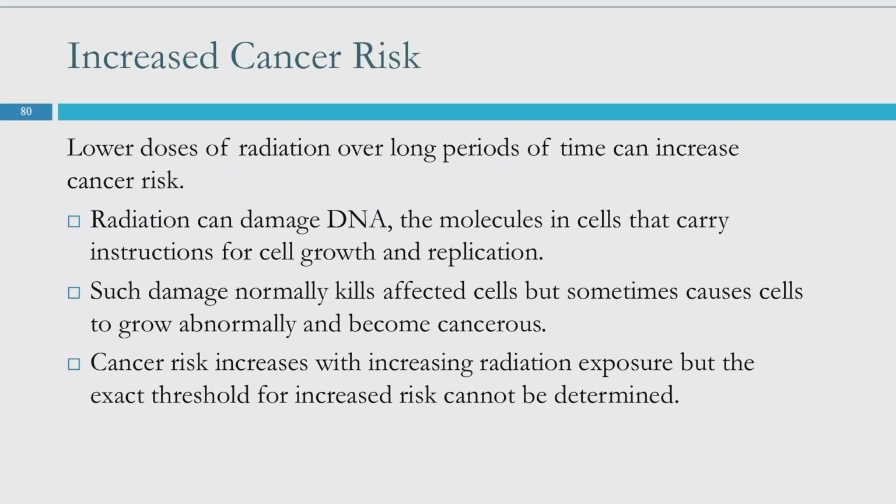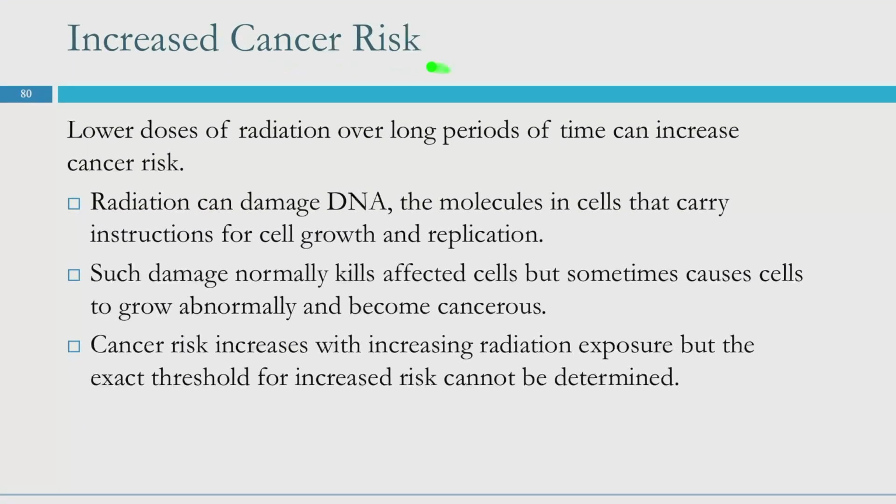Things that you're more likely to encounter, but still unlikely to encounter, is increased cancer risk from long-term exposure. So lower doses of radiation over long periods of time can increase your cancer risk. The radiation can damage your DNA and other cells. So radiation, right, alpha, beta, gamma, all those sorts of radiation, some of those will penetrate your body and then happen to run into cells in your body.